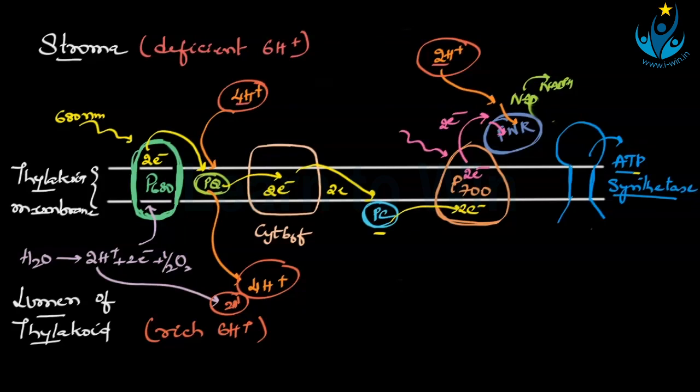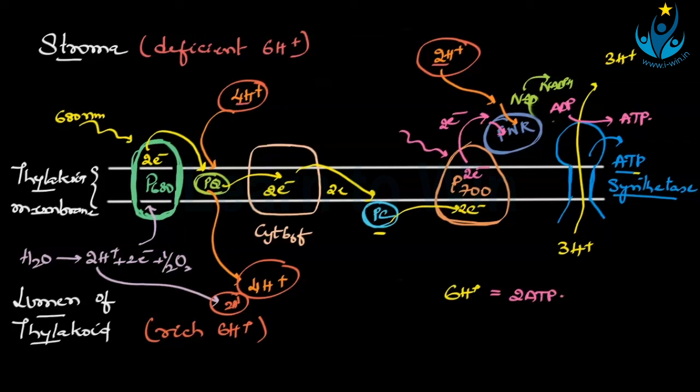So how many will they move? They will move 3 protons at a time, like this. When these 3 protons are moving, for each of the 3 protons, one ADP molecule is converted to ATP. Understood? So now how many protons are moving? 6 protons have to move. So how many ATP molecules will it form? It will form 2 ATP.